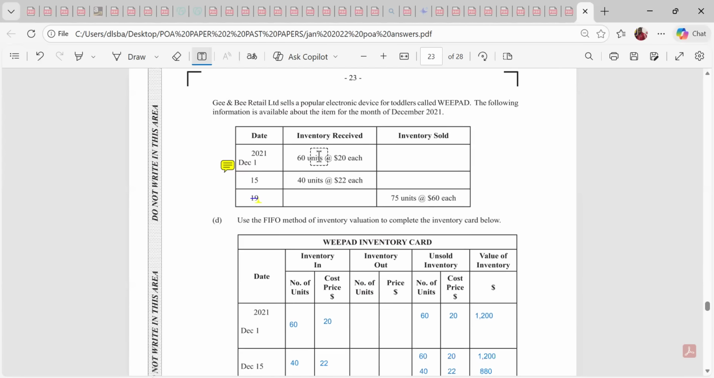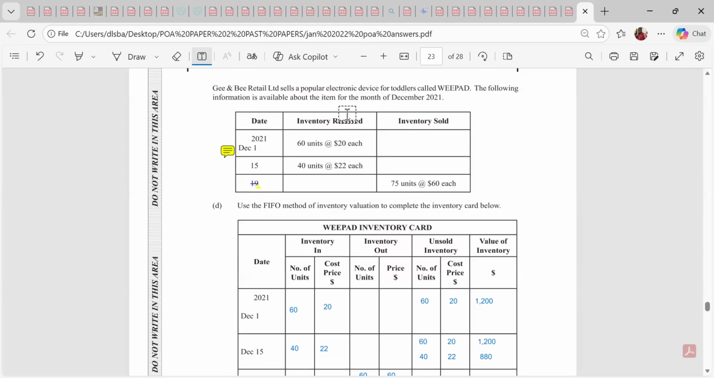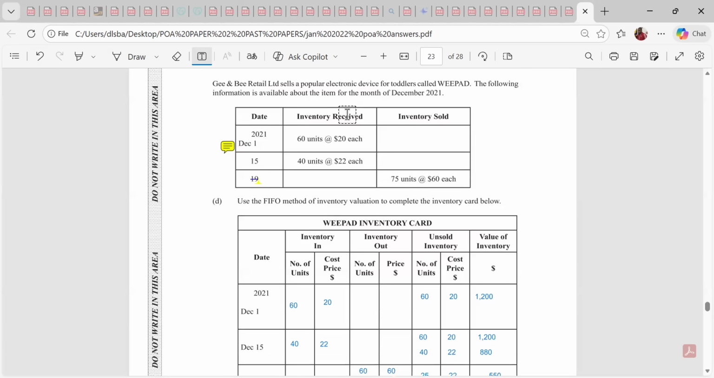On the 1st of December, we received 60 units at $20 each. On the 15th of December, we received 40 units at $22 each. And on the 19th, we sold 75 units at $60 each. That $60 is the selling price. They said use the FIFO method of inventory valuation to complete the inventory card below.